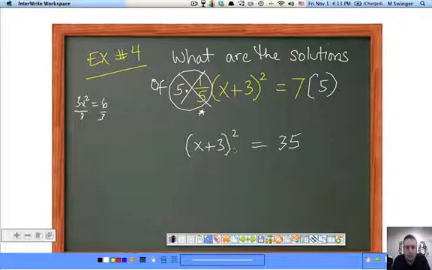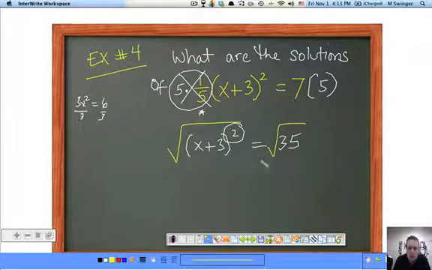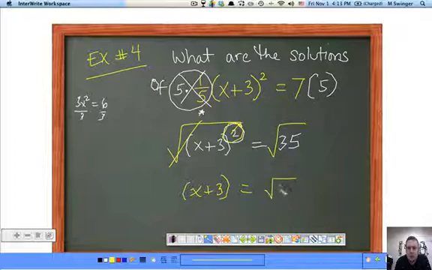Now once you get here, you still don't want to FOIL. How can you get rid of this squared term right here? You can square root. So if you square root this side, you square root this side. So what is the square root of something squared? Well, the square root and the square cancel each other out because they're inverse operations. They're opposites, square root and square. So they kind of cancel. So you're left with x plus 3 equals, now here's the tricky part again, square root of 35.